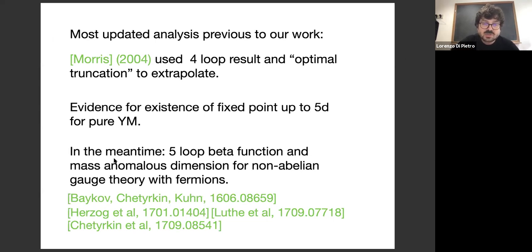And in the meantime, this group of people, there were many papers on different aspects of the problem, published also an impressive perturbative result containing the 5-loop beta function and mass anomalous dimension for a generic non-abelian gauge theory in 4 dimensions, with fermions in some arbitrary representation of the gauge group.